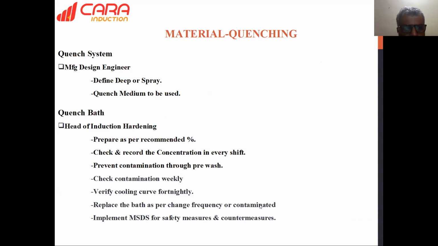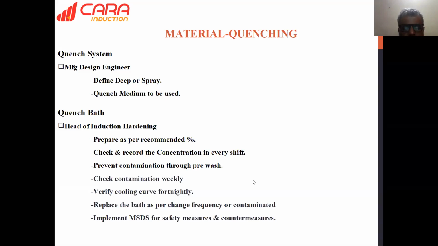Now the section is quenching. In quenching, you have to first study what the selective diameter is that you are going to harden, and how the cooling ring design, or which cooling, is required for that particular part. That needs to be studied first.